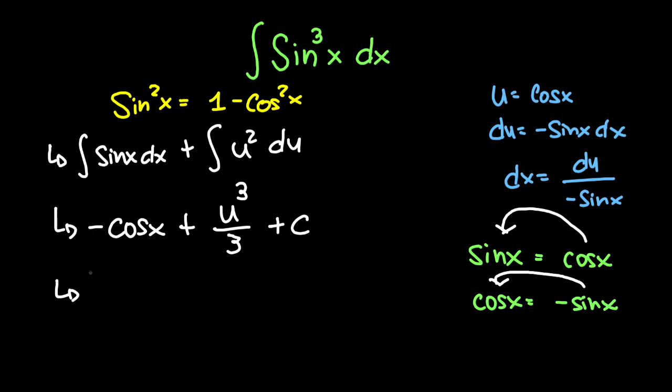And so, putting u back into its original form, which is cosine of x, your final answer would be negative cosine of x plus 1/3 cosine cube of x plus c.